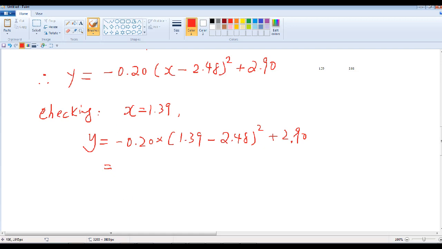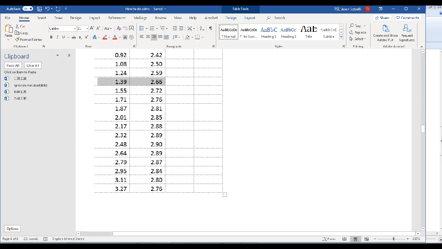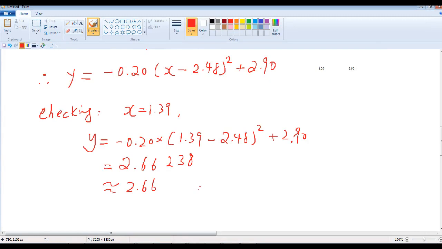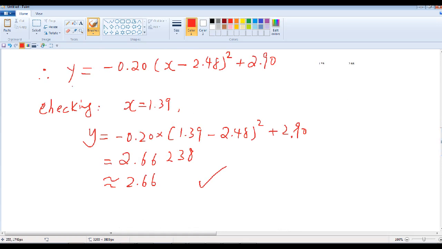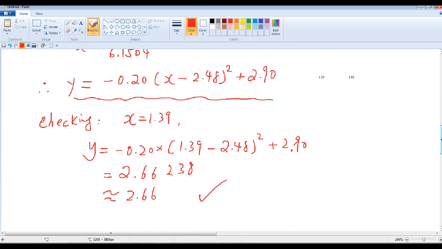Okay, so you will have 2.66238. So when corrected to 2 decimal places, it is 2.66, which agrees with the value in the table. Right, so that means the tracking agrees with the data in the table. Okay, so this vertex form is valid. So that's how you could get the vertex form.